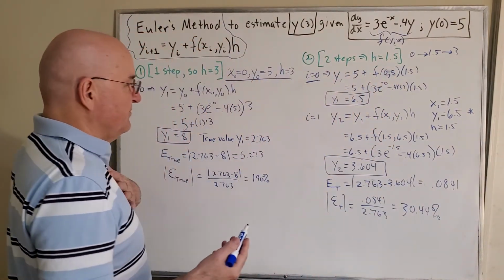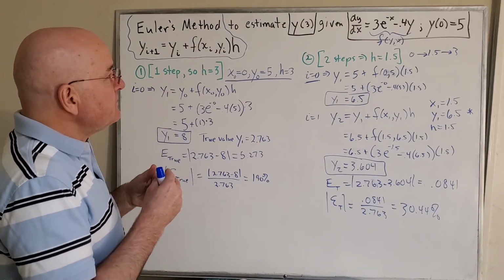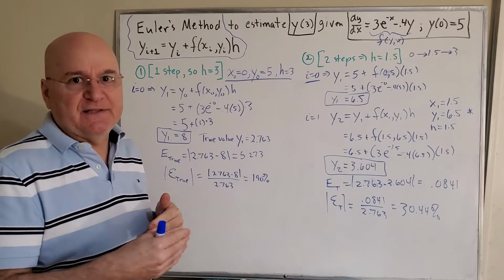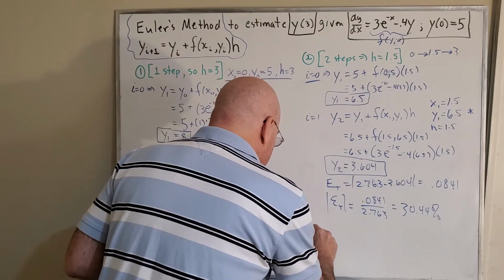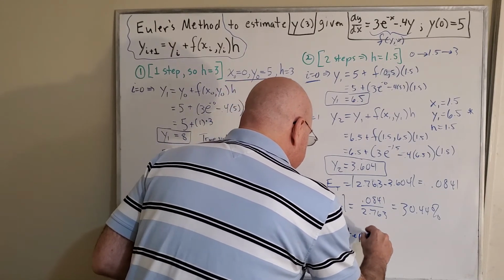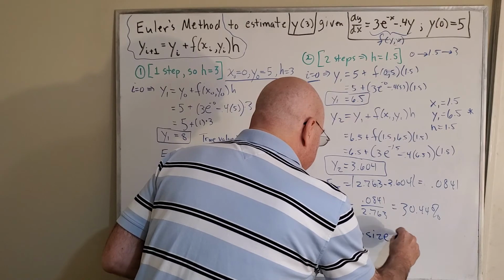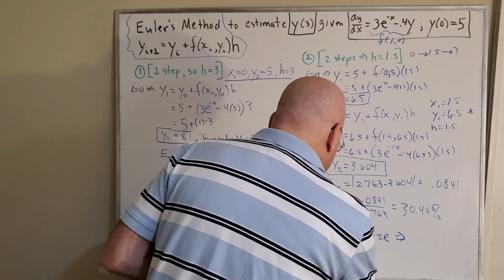So we're still at a poor estimate. But a step size of 1.5 is very large. So just as a final note, if you decrease the step size, that implies a better estimate.